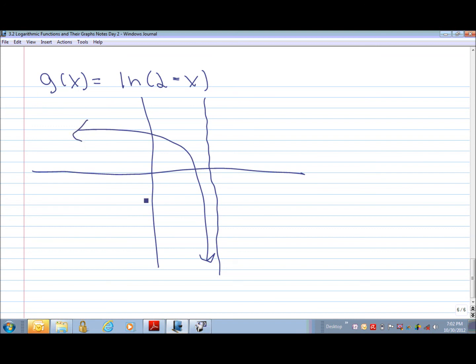All right, and I'm going to give you one more situation. We're talking about the domain. The domain is really what we're trying to focus on. Our domain in this case would be everything less than 2. Less than 2, so that would be actually from negative infinity to 2. And not including 2, so we would not have a hard bracket.